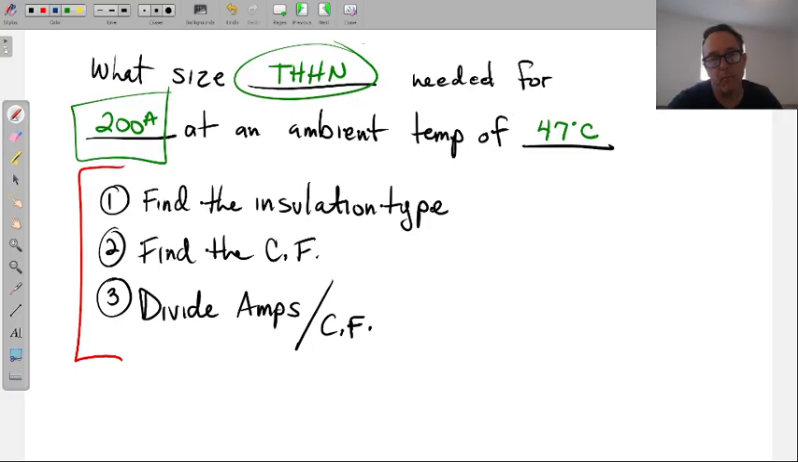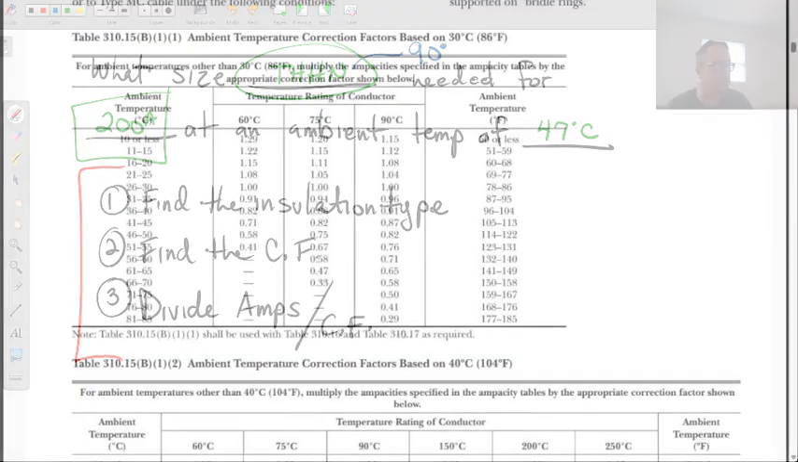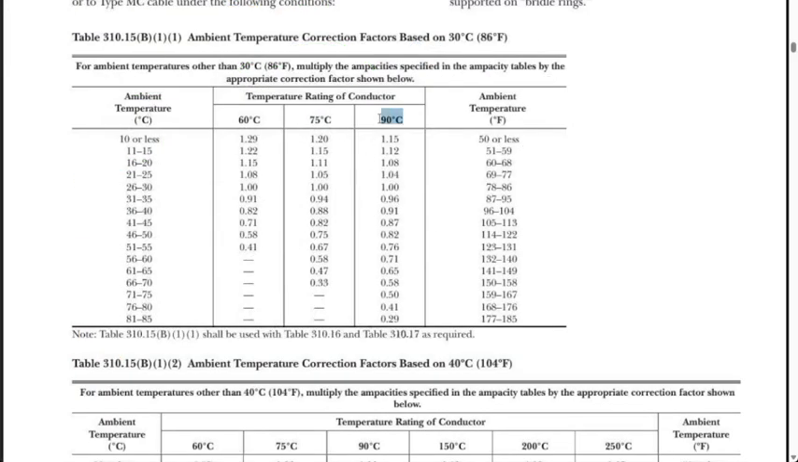Again, if you need step one, you need step one. If you don't need step one and you already know that THHN is a 90-degree conductor, then you can just start at step two, which is why I put step two yesterday as our step one, since we were lecturing more about it. All right, so now it places me where my correction factor is found. And now I just look at the temperature, which is 47 degrees Celsius, right there between 46 and 50. My correction factor is 0.82. There we go.